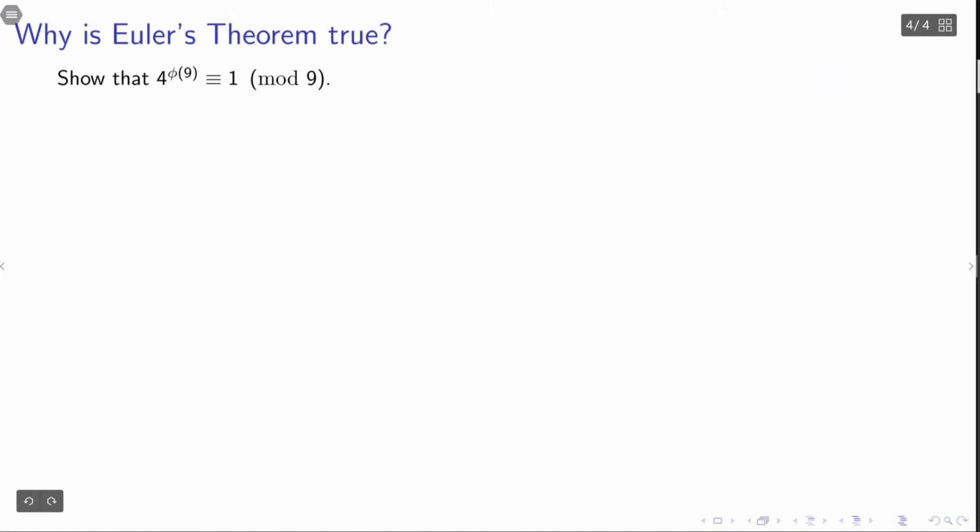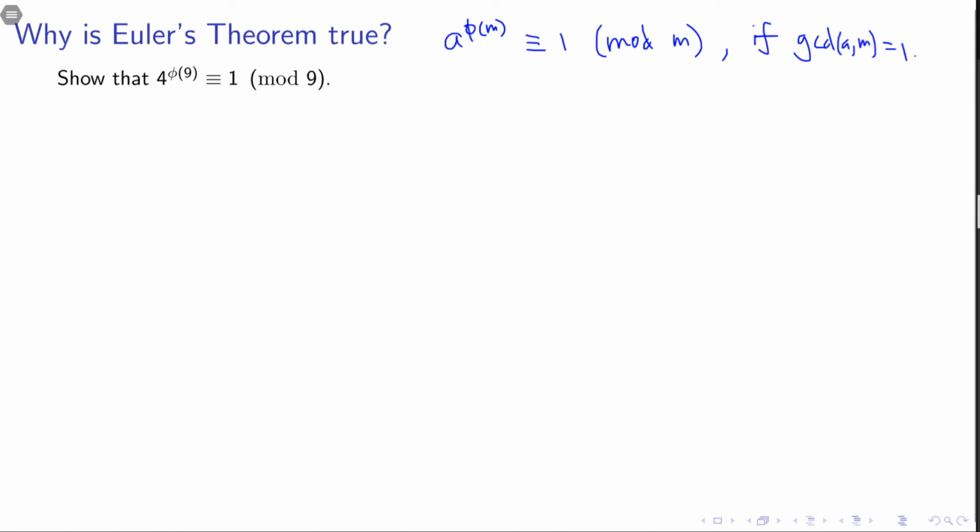And to give you an idea of why Euler's theorem is true, I'm not going to prove it in general here, but I'm going to demonstrate why it's true using 4 and 9 as A and M. All right, so 9 is not a prime number. So again, the statement is this: A raised to phi of M is congruent to 1 modulo M. Again, we need the GCD to be 1. And that's true here as well. 4 is 2 squared, 9 is 3 squared.